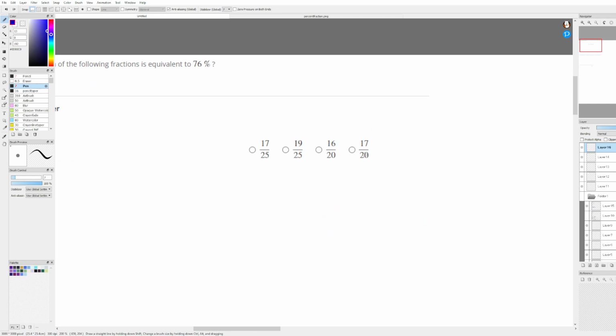For this, what I recommend is just plugging them into your calculator. 17 divided by 25 is equal to 0.68. So it's not our answer, because that would be 68%. 19 divided by 25 is 0.76. And at this point, we don't need to do the others because 0.76 is the same as 76%. So this would be our answer.